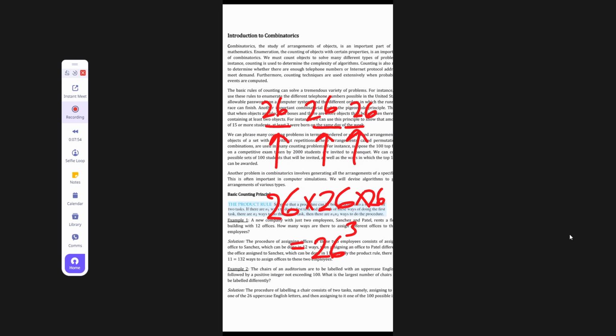So whenever, while describing a problem, you find yourself using the word "and," then you know that you have to apply the product rule and you have to multiply. A number of examples are given in the notes, so you can go through all of these examples.